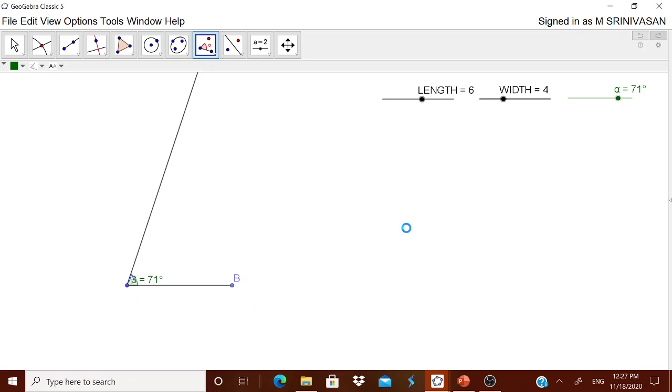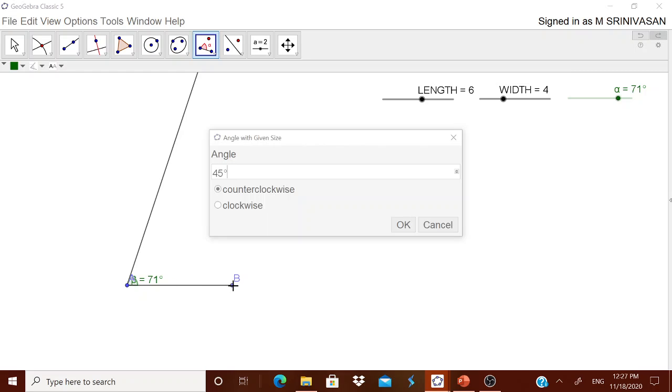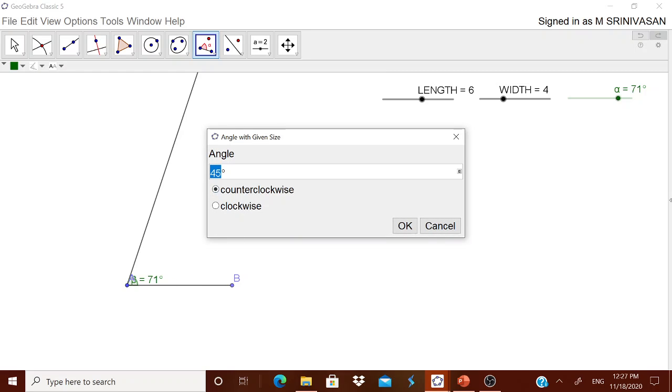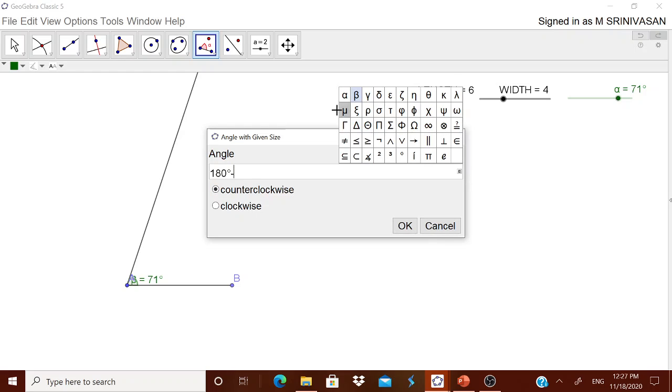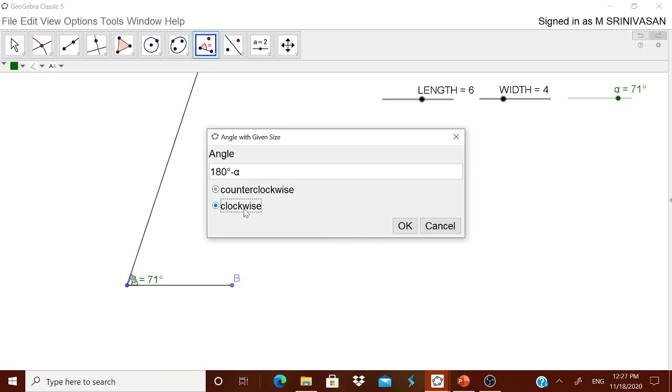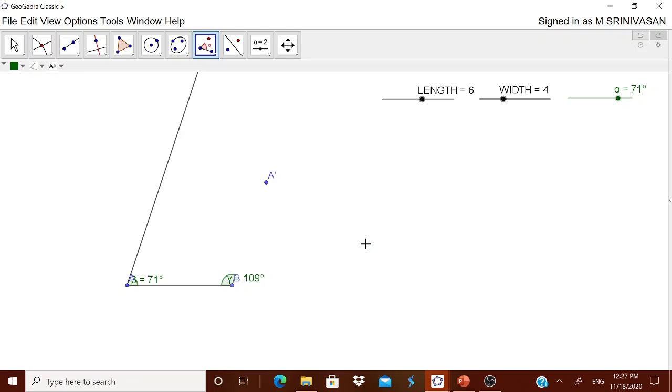Now I think we have made a mistake. What is the mistake? I think all of you know that. We have to touch that A, touch that B, and it should be 180 degrees minus alpha. Don't repeat that mistake once again. You have to take it clockwise. Now you see 71 plus 109 is always 180.